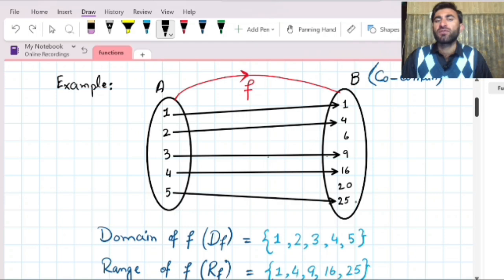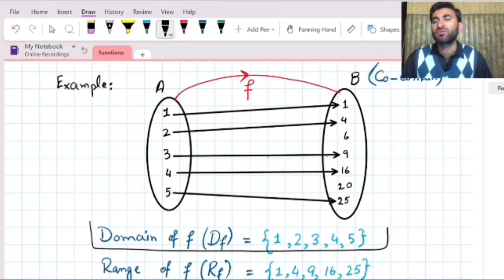We said the domain is the set of inputs, and all of set A is the set of inputs, because that is the criterion of a function: all elements of the first set must map. So the domain of a function will always equal the first set. That's why the domain of function f is written as D_f equals 1, 2, 3, 4 and 5.